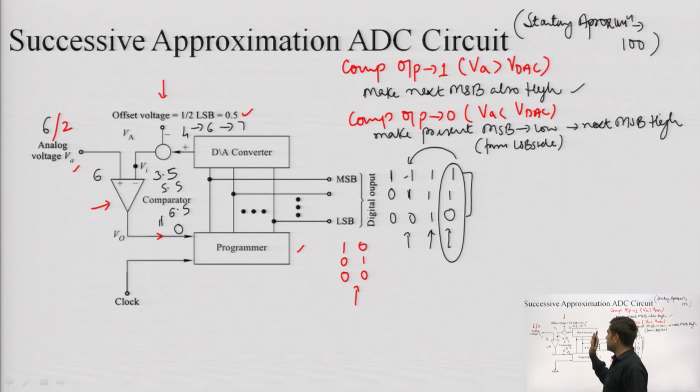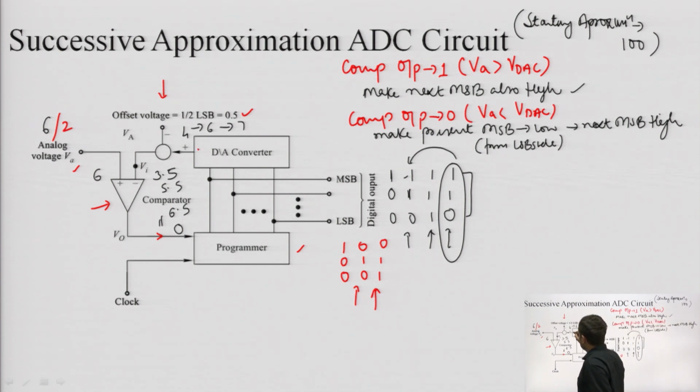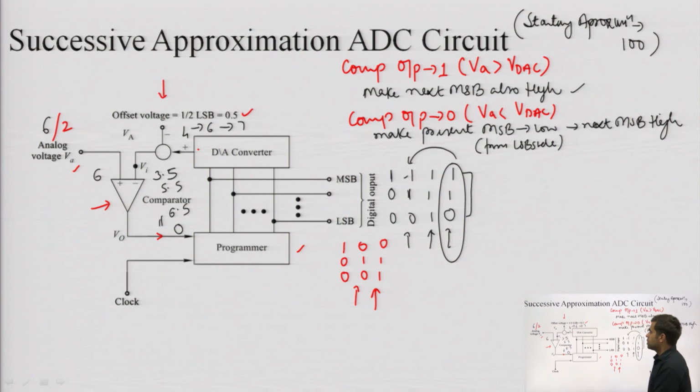Now 0, 1, 0 will enter the DAC. DAC will be giving 2, 2 minus 0.5, it will be 1.5, 1.5 will be less than that. So in that case, the comparator will be generating a high value. So for that high value, the next bit will again be made high. So it will become 0, 1, 1. So for 0, 1, 1, again it will be reaching here. So it will be 3, then minus 0.5, 2.5. So here I am getting 2.5.